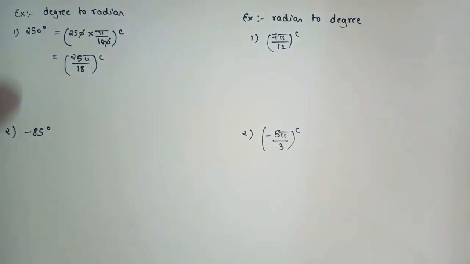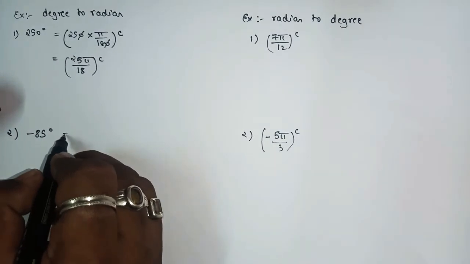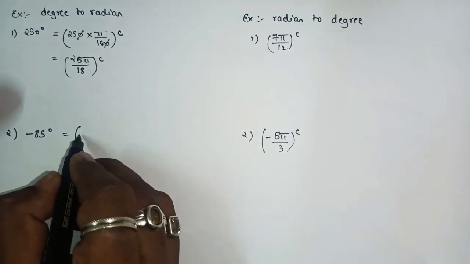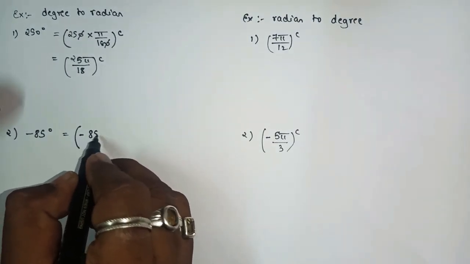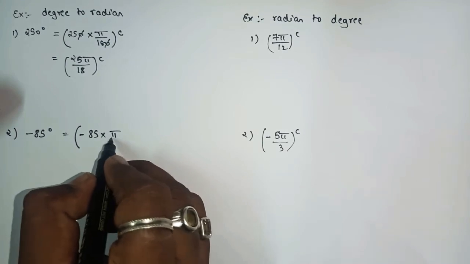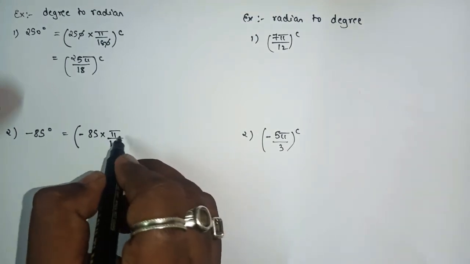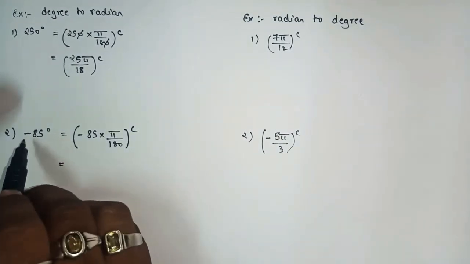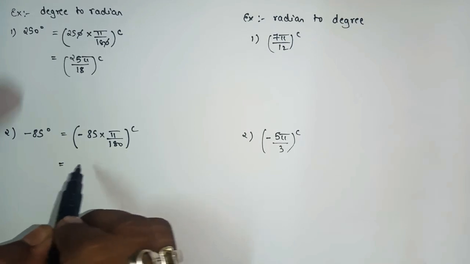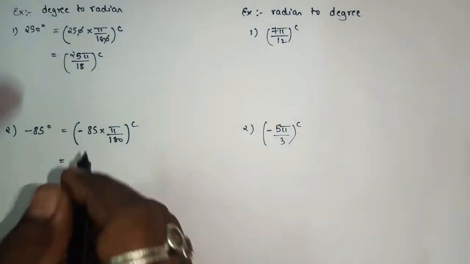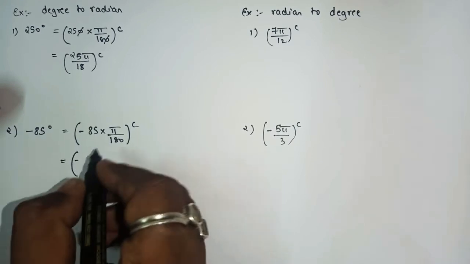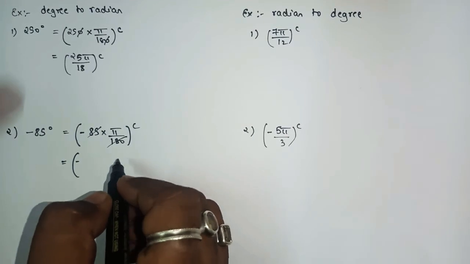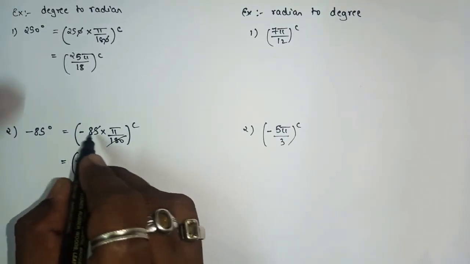Let's see one more example, minus 85 degree. Whenever you come across a negative angle, simply keep this minus as it is, and convert that degree into radian by multiplying by pi by 180. Don't worry about the minus, just keep the minus till the final answer. Now we can cancel 85 and 180, as both numbers will go in 5.